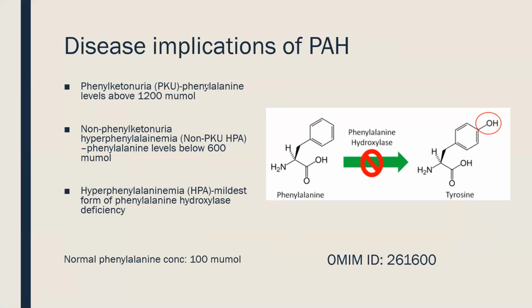Some more diseases associated with it. Phenylketonuria is when the phenylalanine levels are above 1200 mmol, and it said that the normal is around 100 mmol. So just to give you reference, that's very high in the body. Again, it's when hydroxylase is not happening. Another one was non-phenylketonuria hyperphenylalaninemia. That's a super mouthful, but that's when levels are below 600 mmol. And then hyperphenylalaninemia is the mildest form of it.